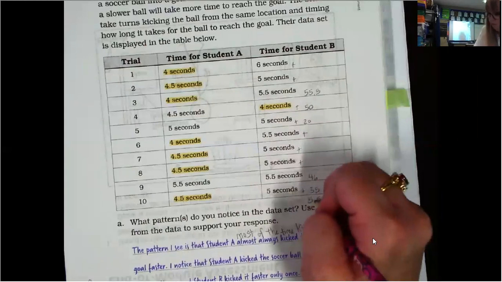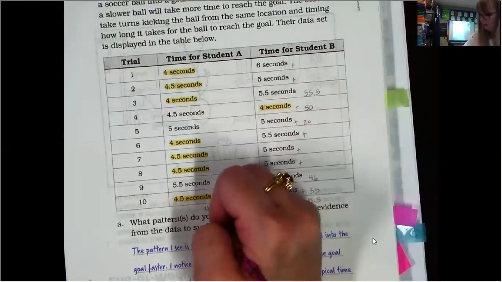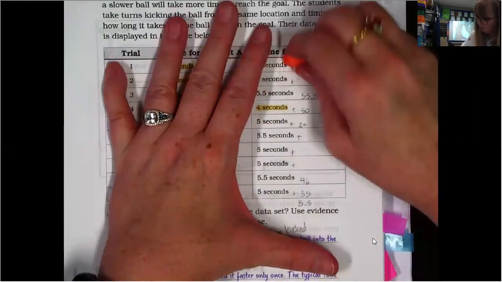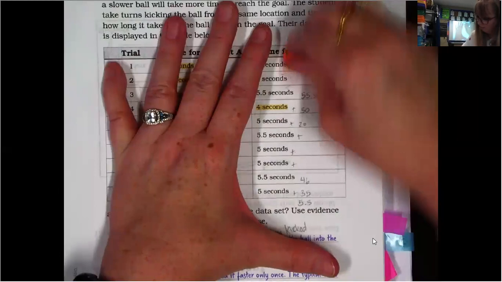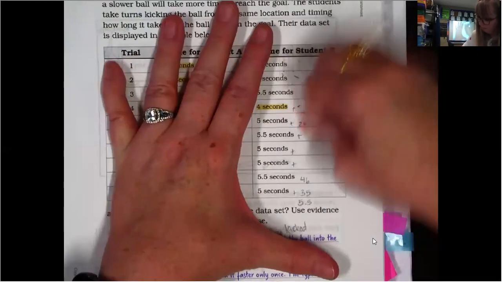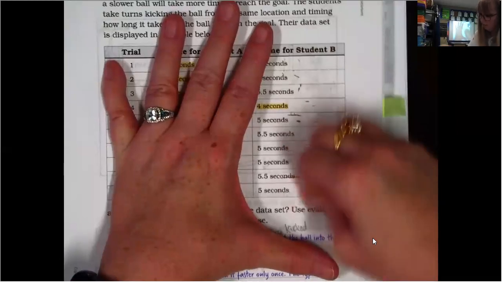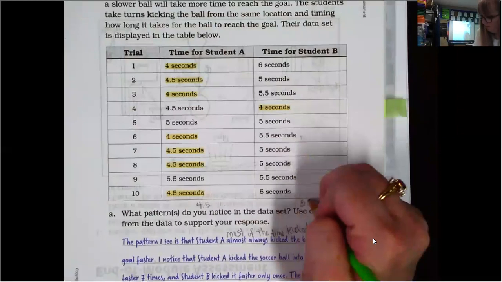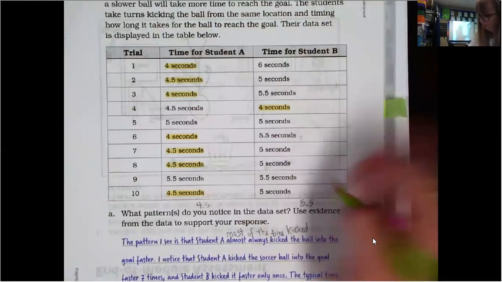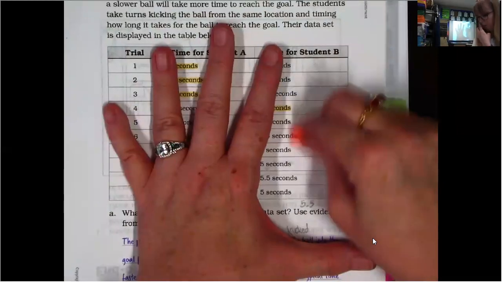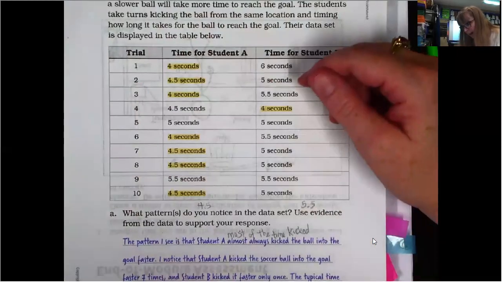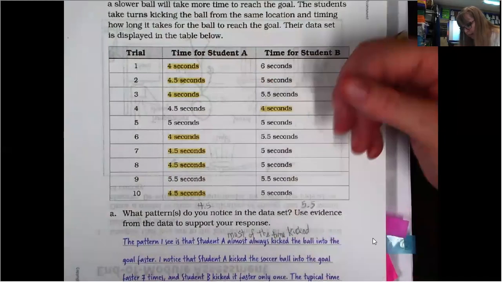And this one was 4.5. So that's our averages. I'm going to get another eraser. Okay. It's easy because there's 10 sets and it's easy to divide by 10. Okay. So typical time or average time for student A.